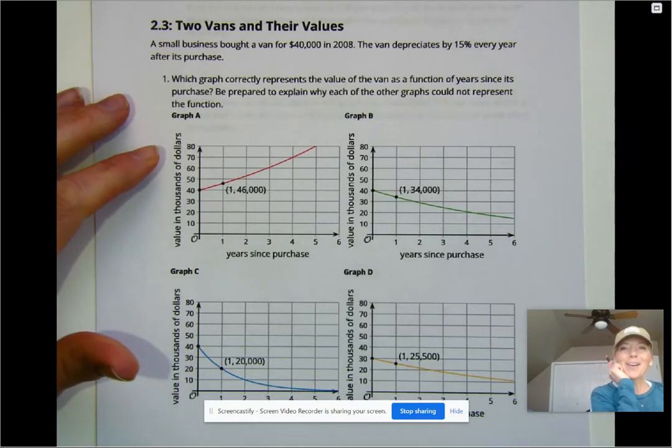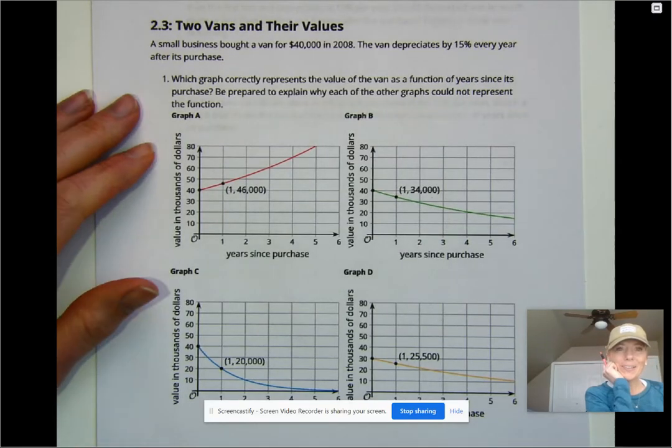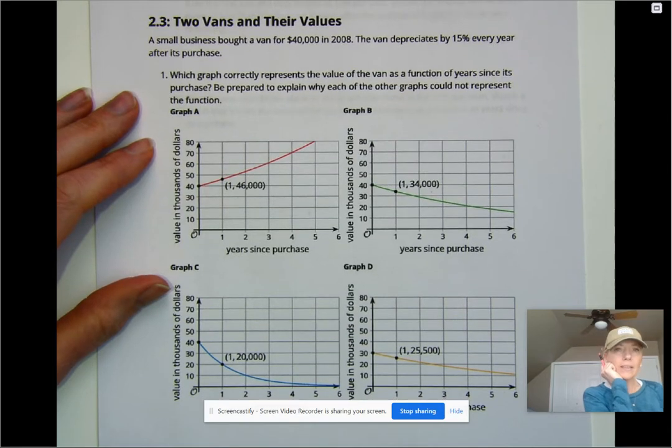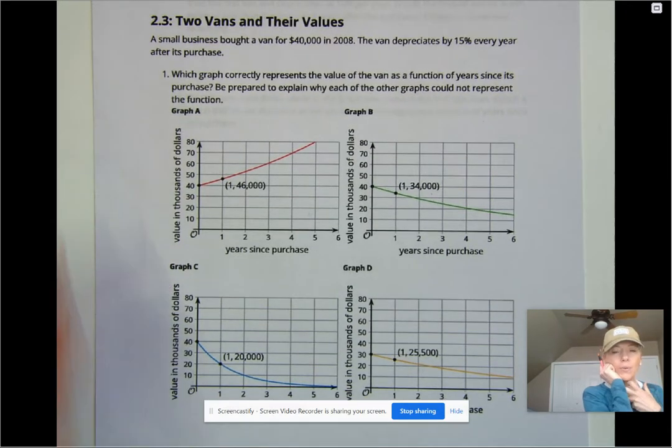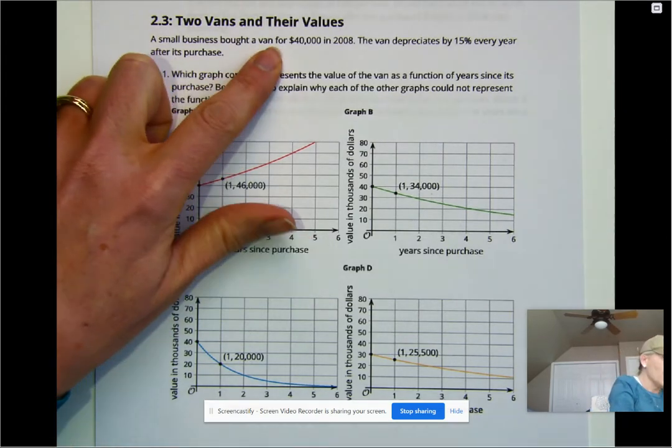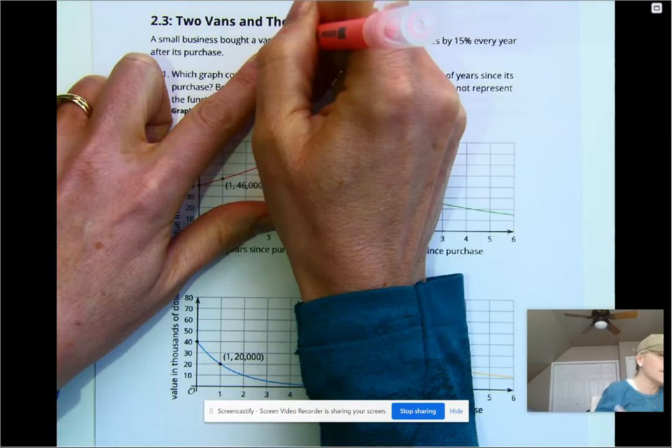All right, here we are on activity 3 for today. So it's the last activity in the lesson. And it's connecting this idea of how something might change and how it might look on a graph with a real world example. So we're talking about a van that a business bought for $40,000 in 2008.